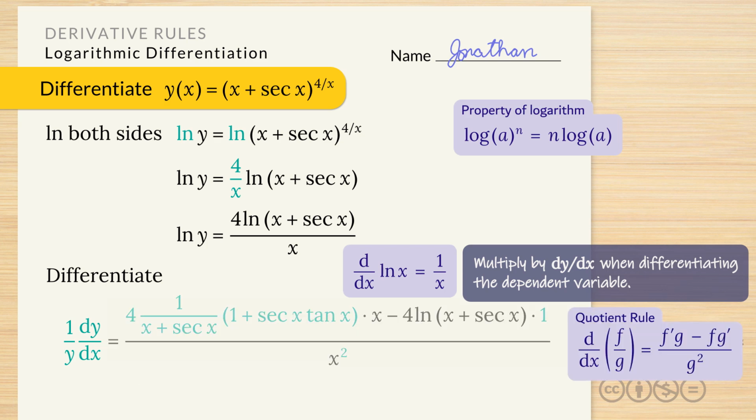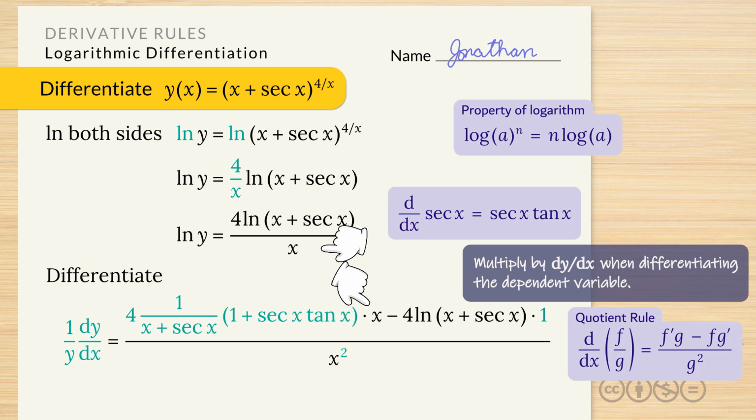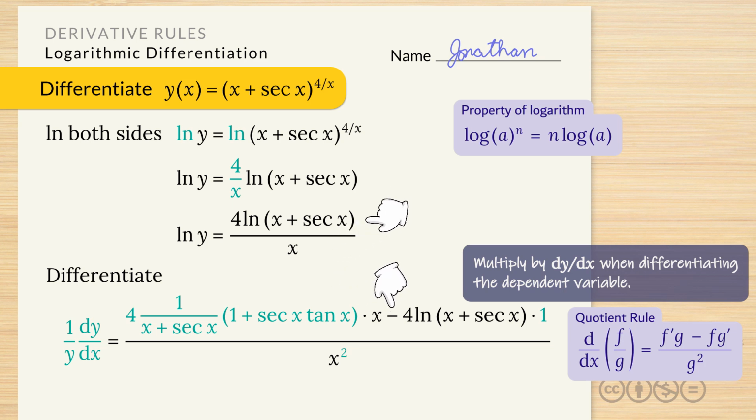Applying the quotient rule, differentiate the numerator, 4, just put that constant aside, differentiate that logarithm, 1 over x plus sec x. By the chain rule, differentiate the stuff inside the logarithm. 1 plus sec differentiates to sec tan, and then multiply on that denominator x, keeping the denominator unchanged. Subtract. Keeping the numerator unchanged, 4 ln of x plus sec x, and then differentiate the denominator. X differentiates to 1. And by the quotient rule, square that denominator.